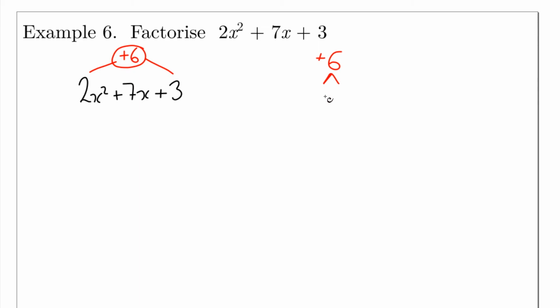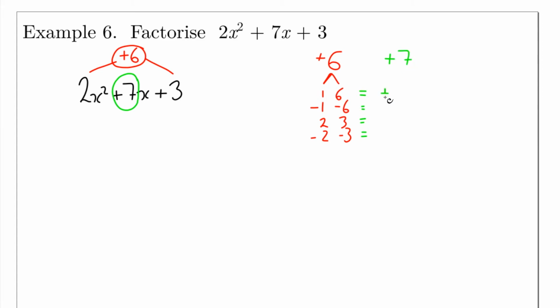Positive 6. How can I multiply two numbers together to get a positive 6? It's 1 and 6, minus 1 and minus 6, 2 and 3, minus 2 and minus 3. And those are the only factors of 6. So what we will do now is add these factors up to see which of these pairs of factors adds up to give us the middle coefficient, plus 7. So we're looking for plus 7.